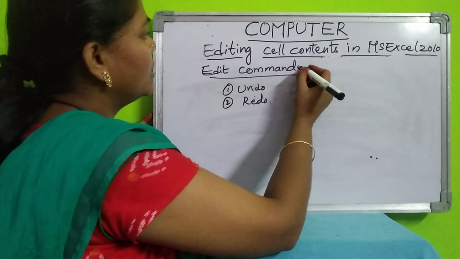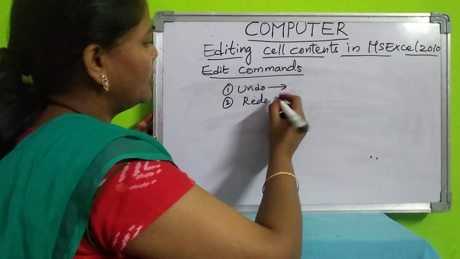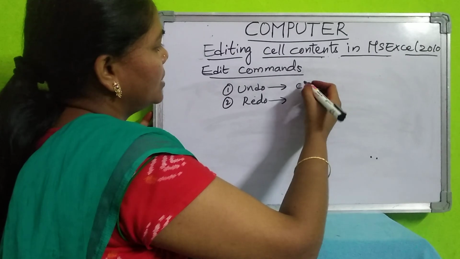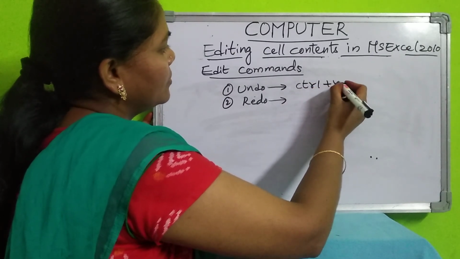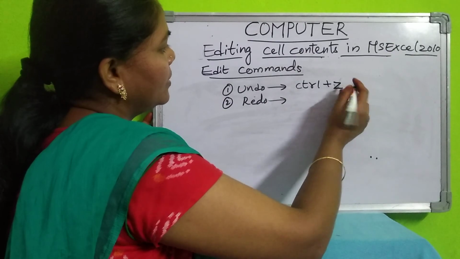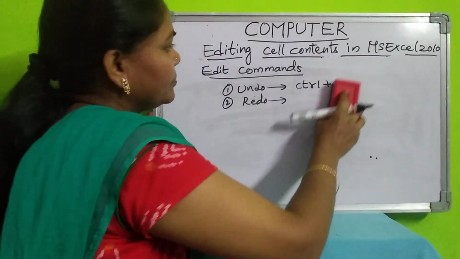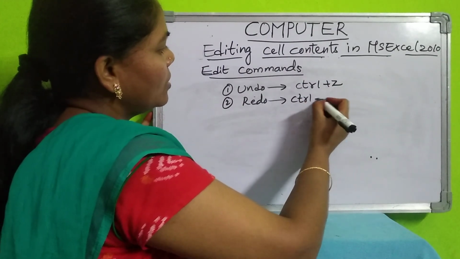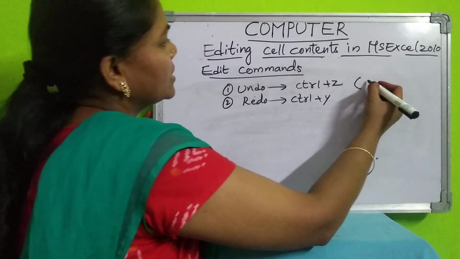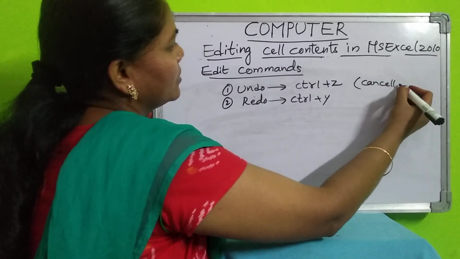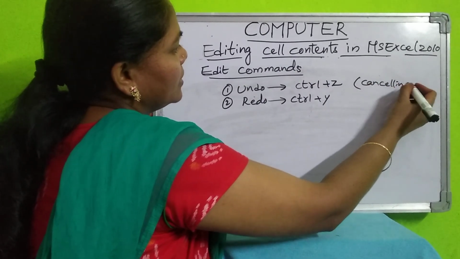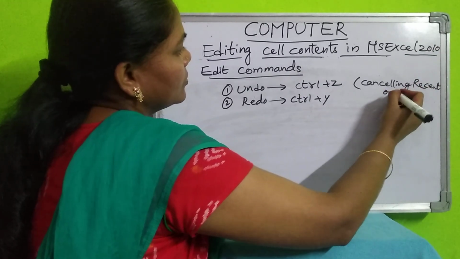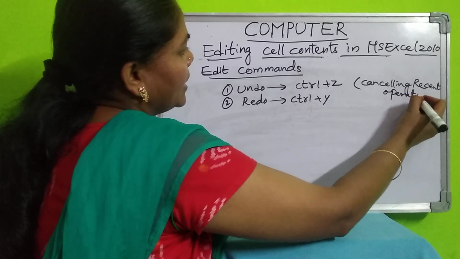So these are the edit commands, 2 edit commands. Undo means we can cancel the recent operation. The shortcut for undo is Ctrl+Z, and for redo it is Ctrl+Y. Undo is cancelling the recent operation. Whatever you did will be cancelled.